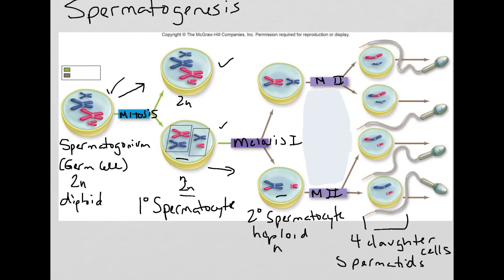Those will eventually mature. They are not ready to go out and do their job yet. They have to mature. They have to lose some cytoplasm. They have to get this cap here. They have to get a tail. So they will go through a maturation process in the testes, and eventually they will be sperm. And notice that again with crossing over and with independent assortment, all of these sperm will be unique. Their genetic combination is unique.